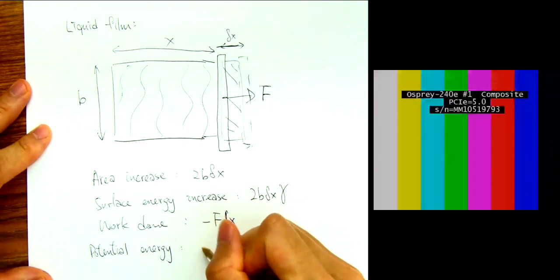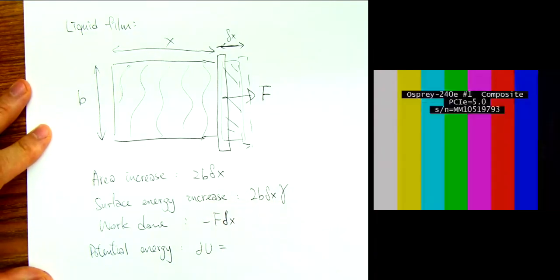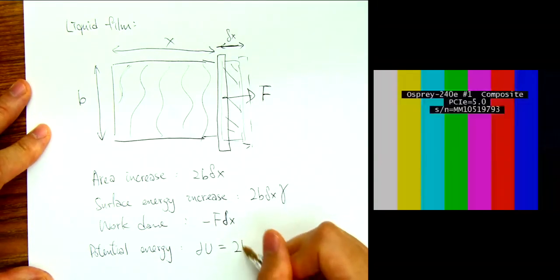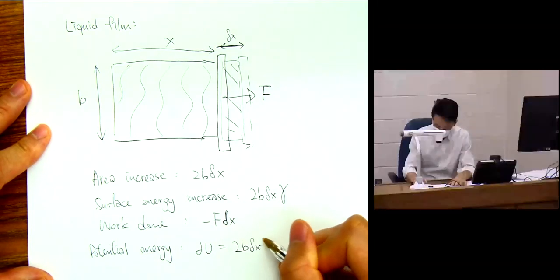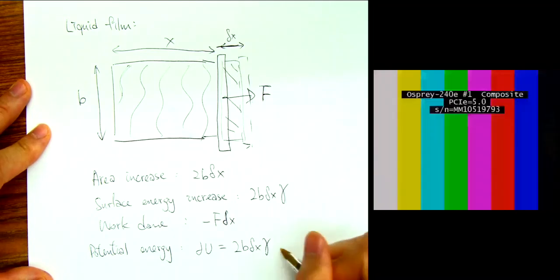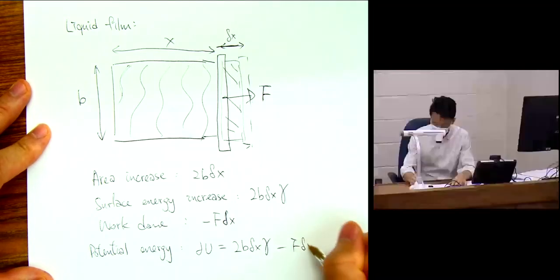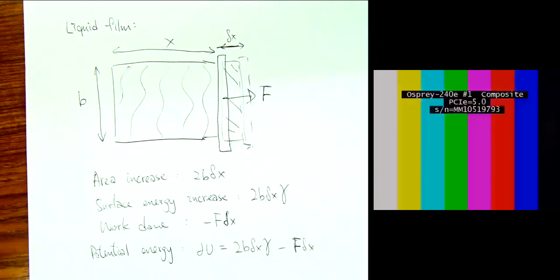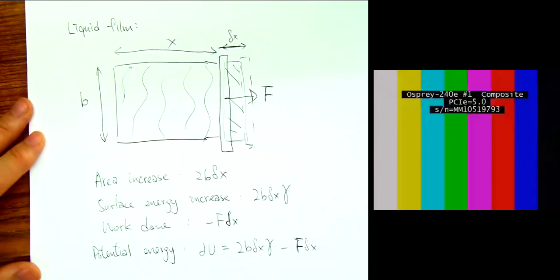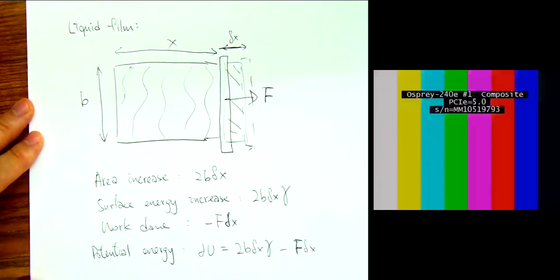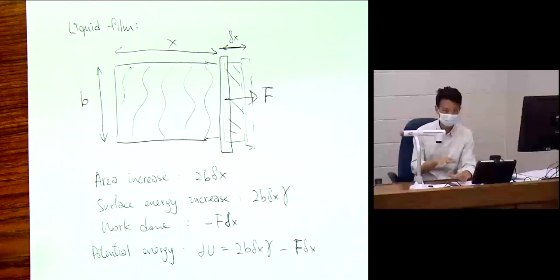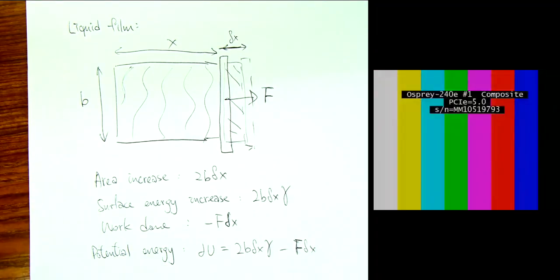And the change in that potential energy then is the increase to be delta x gamma minus f delta x, right? So that's all the energies that change in this process, nothing else, right? So there's no elastic energy. This is a liquid, okay? So we don't talk about it. It's not storing energy, right?